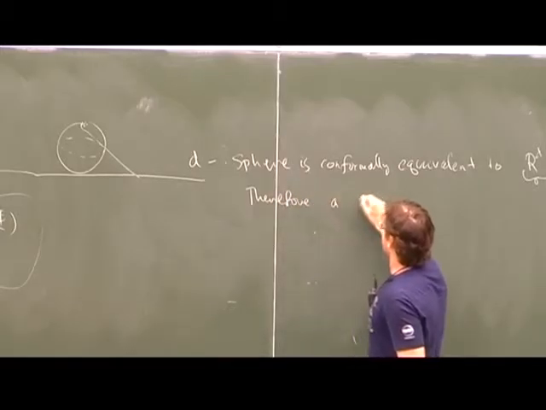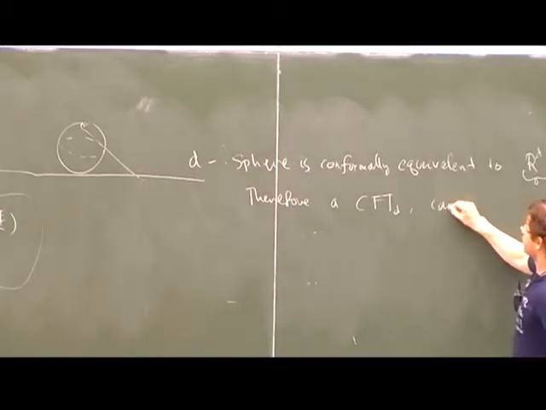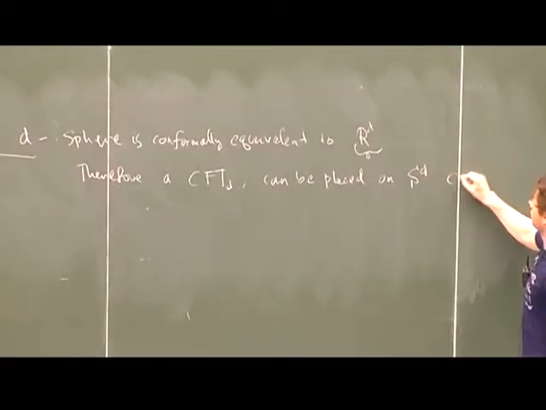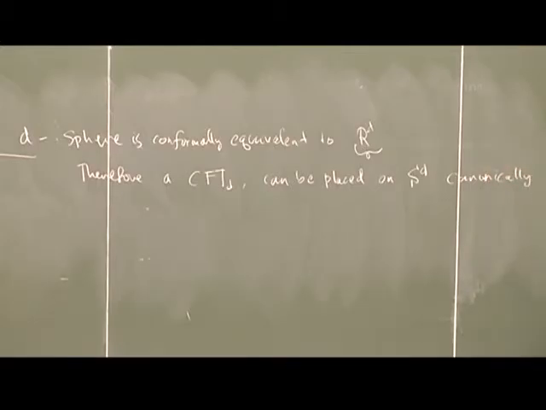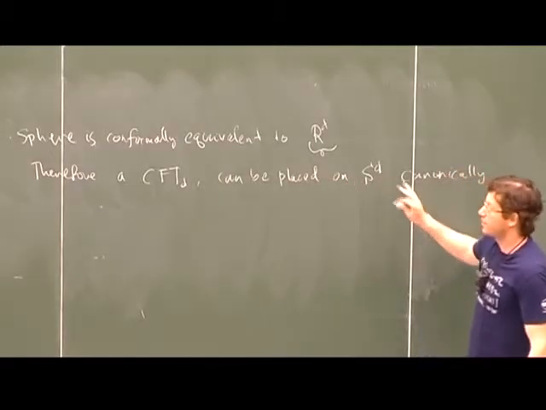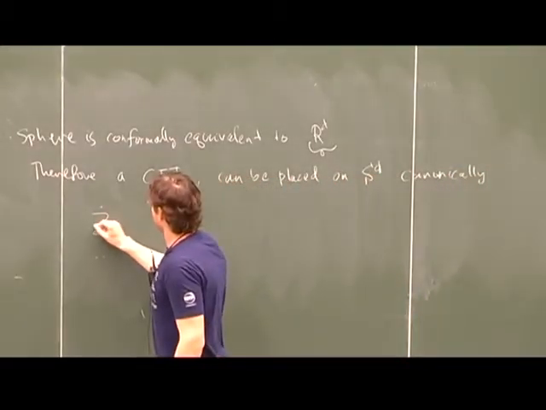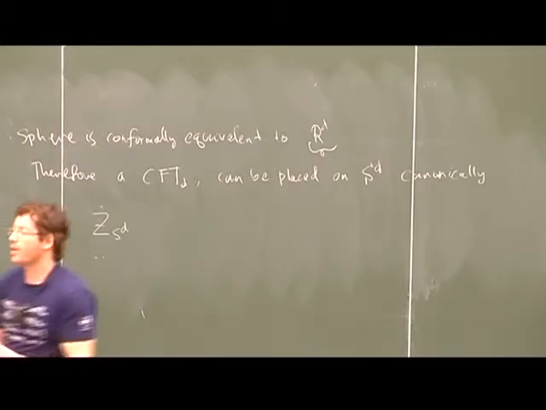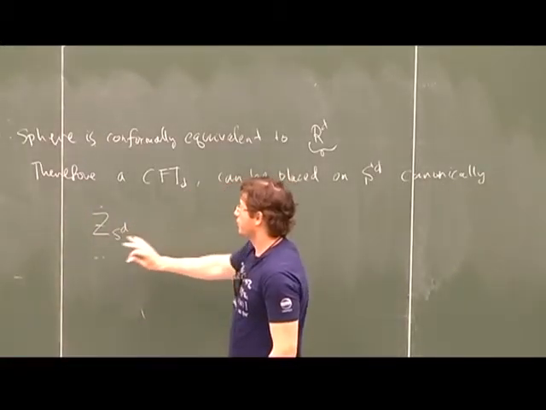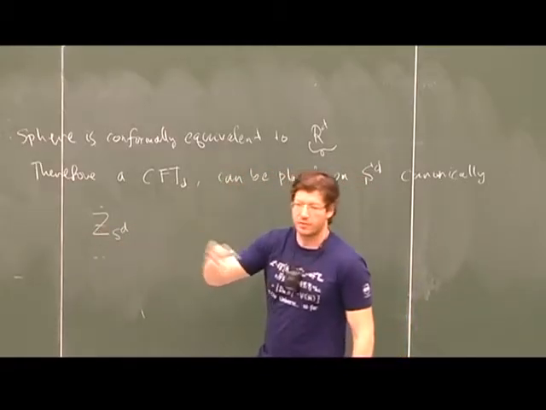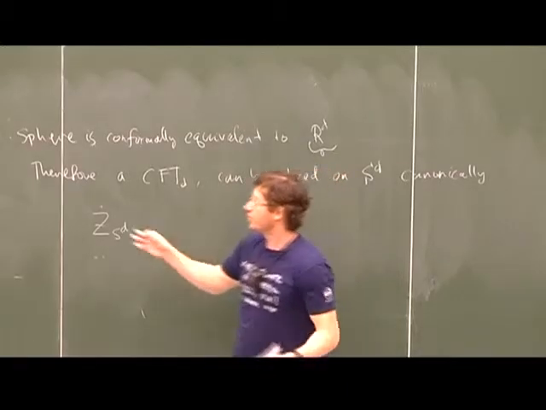So therefore, a conformal field theory in d dimensions can be placed on S^d canonically. So there is no ambiguity in some sense. There is a canonical preferred way of placing a conformal field theory in flat space on the d-dimensional sphere. So let us study what happens if we vary the radius of the sphere. Naively, you might have expected that this would be independent of the radius of the sphere, because if you have a conformal field theory, then there is no preferred mass scale, so it cannot depend on the radius; all the radii are the same, they're all conformally equivalent.